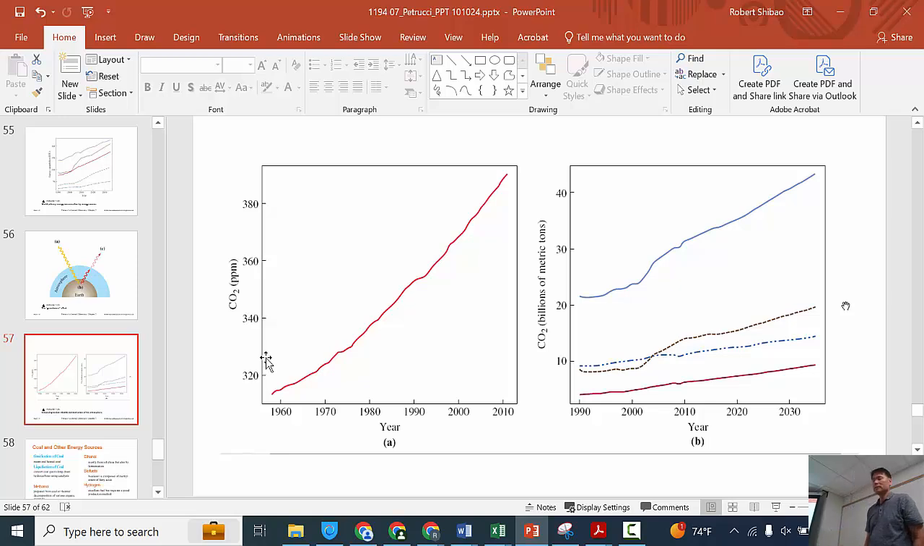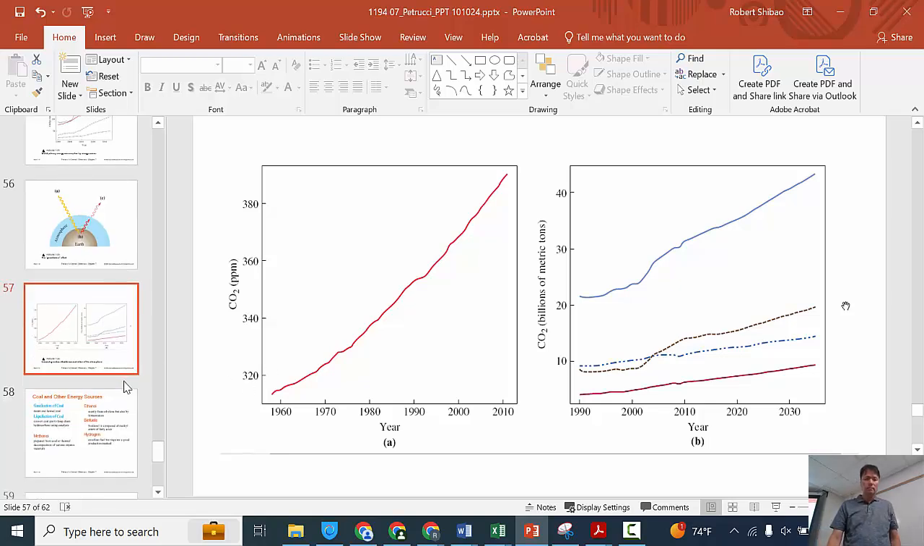Here's some data presented in the book. Here they're showing the CO2 levels rising from 320 up to over 380 between 1960 and 2010. So the CO2 levels are going up. And then they're looking at the average global temperatures. This is more CO2 emissions data here. And they're trying to correlate this with global warming, essentially.